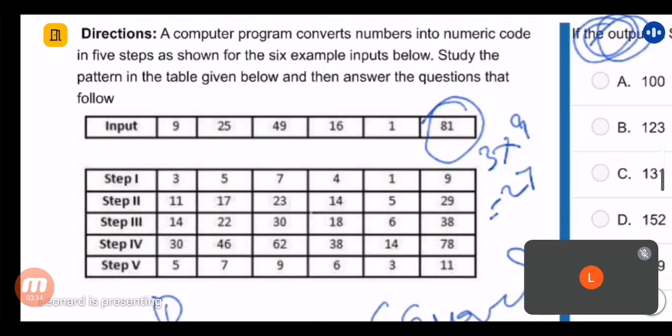step 3. 3 plus 11 is 14. That works for us. 5 plus 17 is 22. That is working. We go to the last one, which is 9. Yes, 9 plus 29 is 38. So that works. Then we move on.